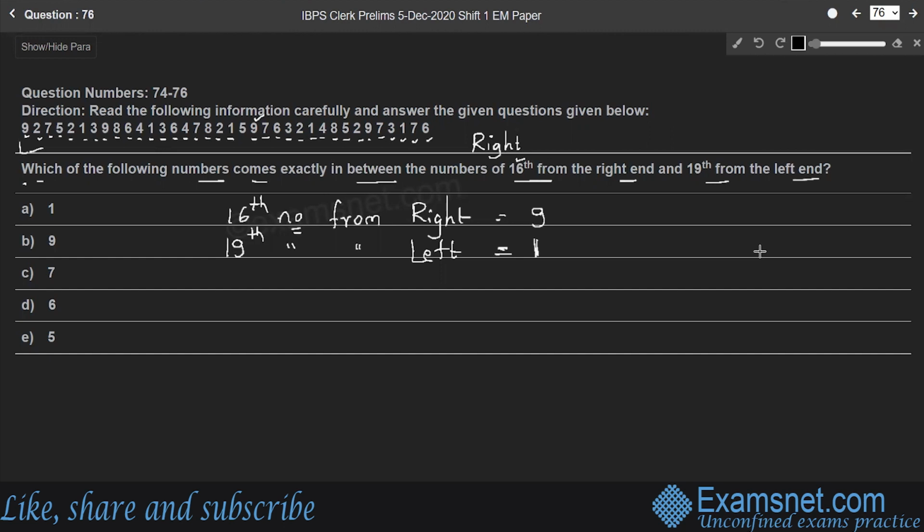So the question is which number comes exactly between these two numbers. Between them there is only one number. Between 1 and 9, that is 5. So option E, 5, is the answer. There is only one number between 1 and 9. Therefore, 5 is the answer.